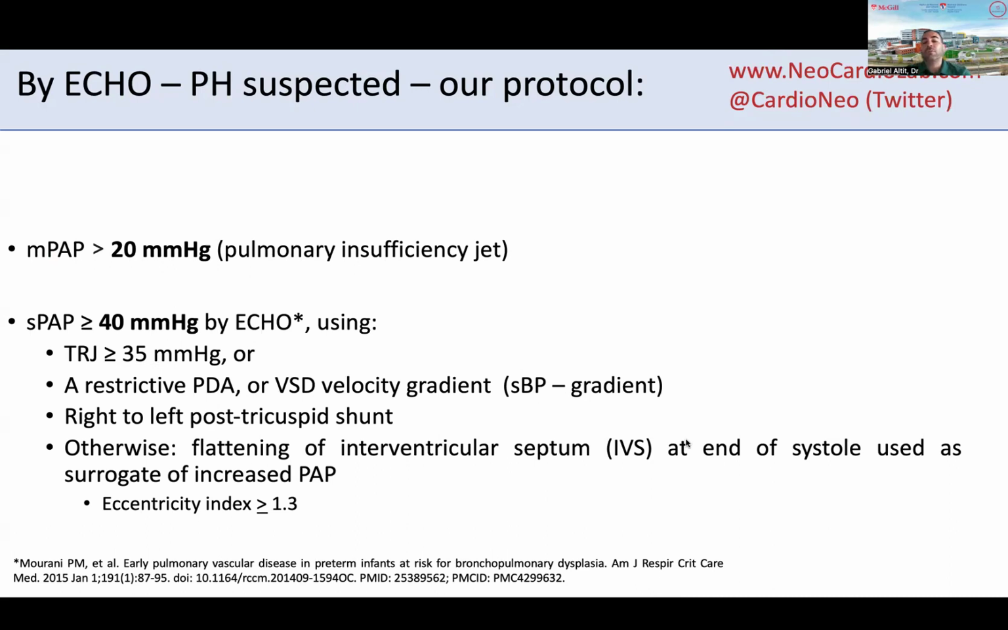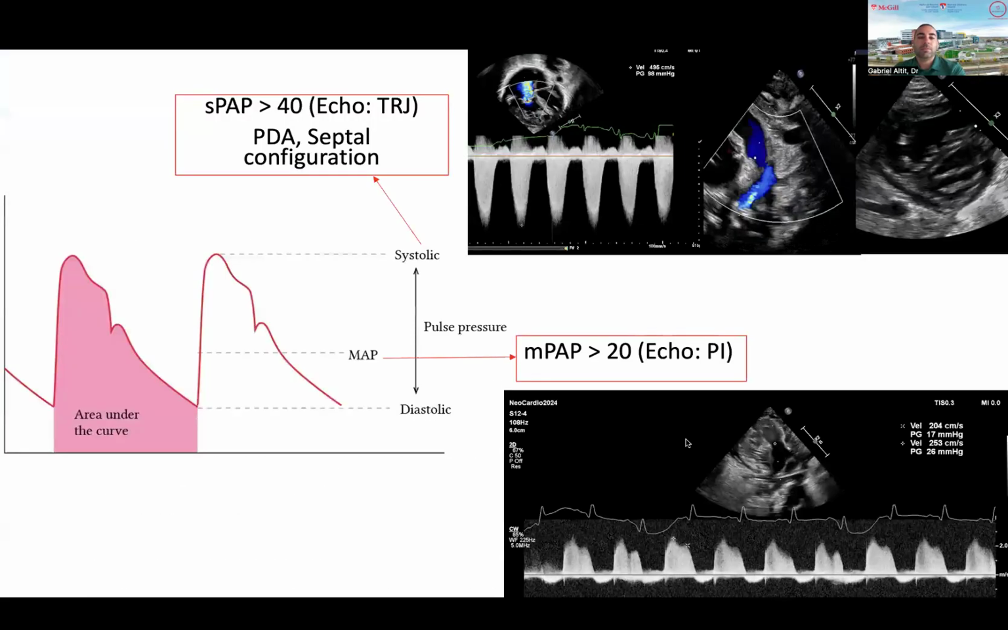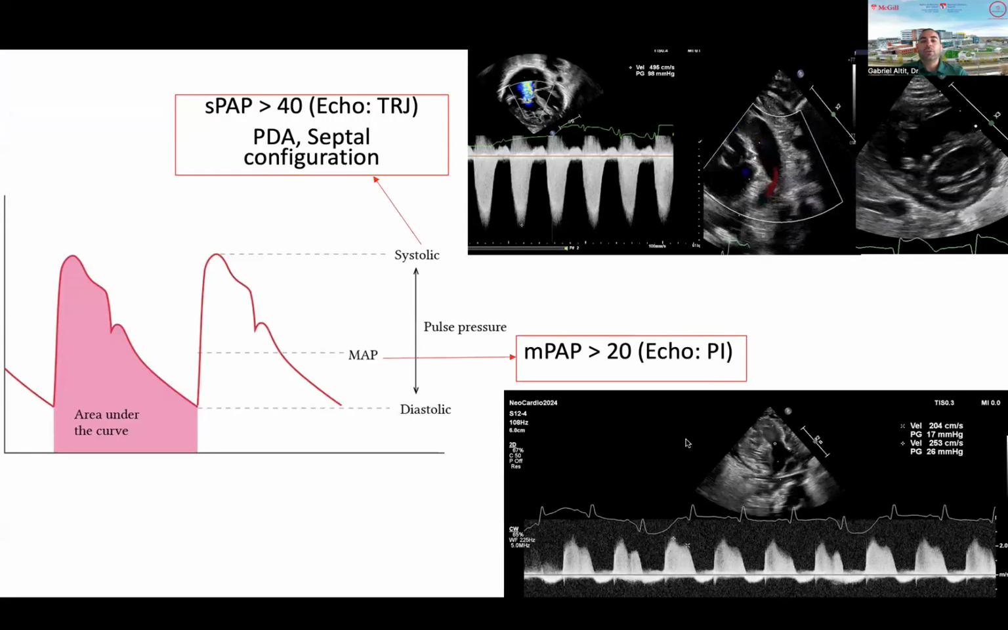So we use a cutoff of 40 millimeters of mercury, which is basically a TR jet of 35 or more, plus an RA pressure estimated at 5. Or if we have a PDA or VSD and it's bidirectional or right to left, we would consider this significant for pulmonary hypertension. Or otherwise, if we have a flattening of the interventricular septum or an eccentricity index above 1.3. So these are some of the markers that I've mentioned.